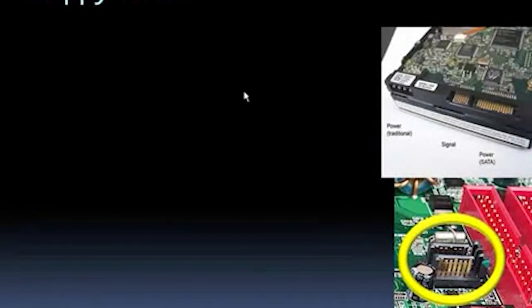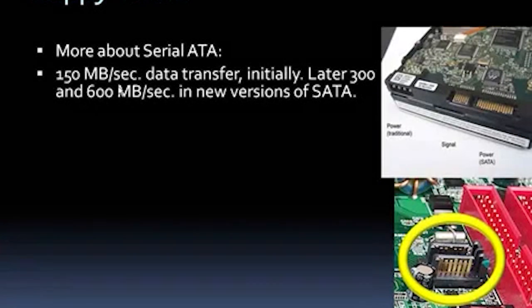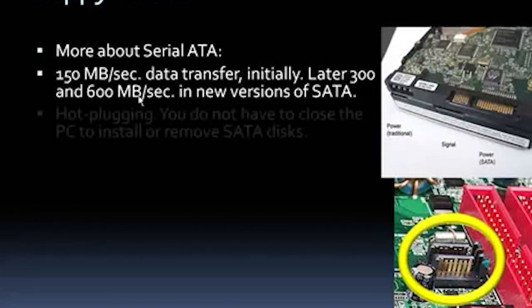Now, the happy days of SATA. You don't have to do master-slave. See, here's your power for your SATA, here's your signal, and traditional power if you don't have the power adapter inside your computer. Basically, it's 150 megabits per second data transfer. Initially, later, it went up to 300 to 600 megabits a second in the newer versions of SATA.